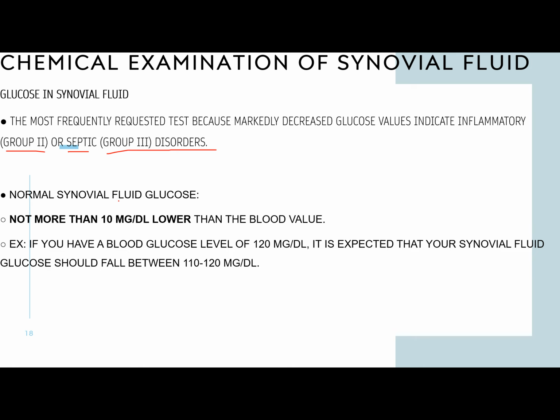So normal synovial fluid, class, should not be more than 10 milligram per dL lower than the blood glucose value. So let's say you have a blood glucose of 120 milligram per dL. It is expected, class, that your synovial fluid glucose should fall between 100 to 120 milligram per dL.